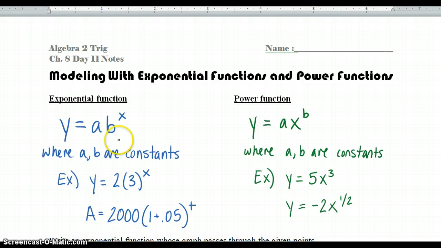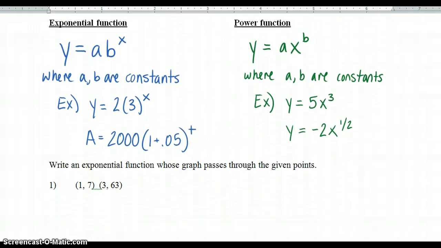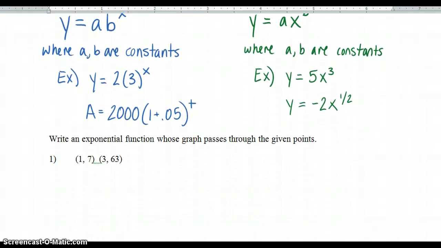So notice how these functions are very similar, but we are going to have to be able to tell the difference. So just make sure you recognize if it's an exponential function, that means our x is in the exponent. Right? If it's a power function, that means our x is our base. Hopefully that will help you remember that. Alright, so let's go ahead and get to some examples.